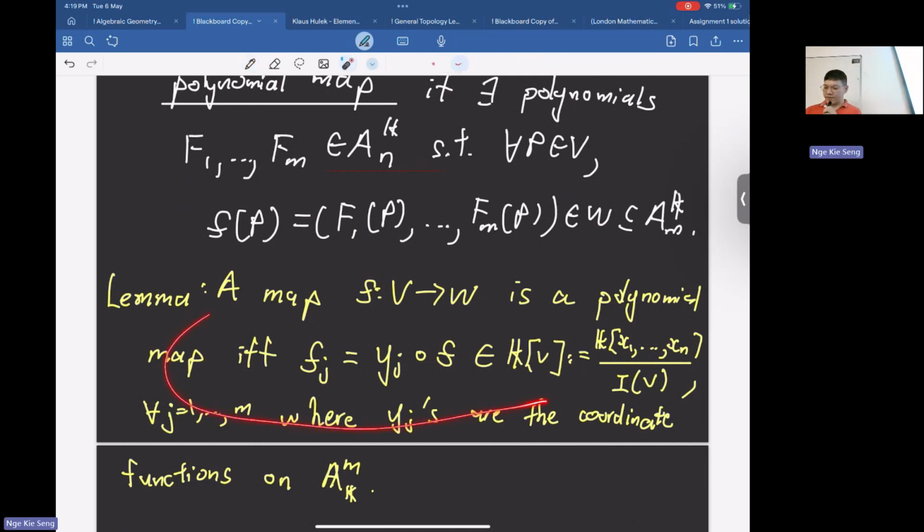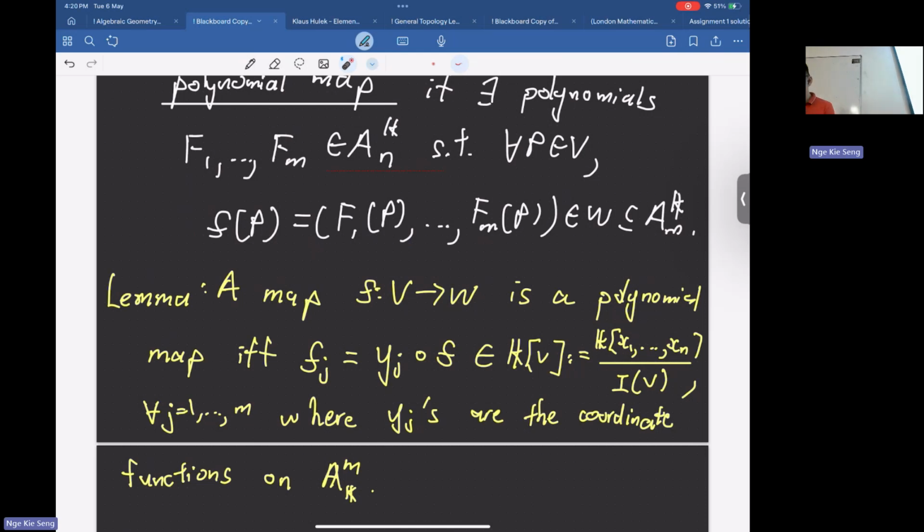Do you think that this lemma here is quite straightforward? What does it say? Actually, if you have an f, and you project onto each coordinate, all of them should be a polynomial function defined on this V. Any question? Do you believe what I say?